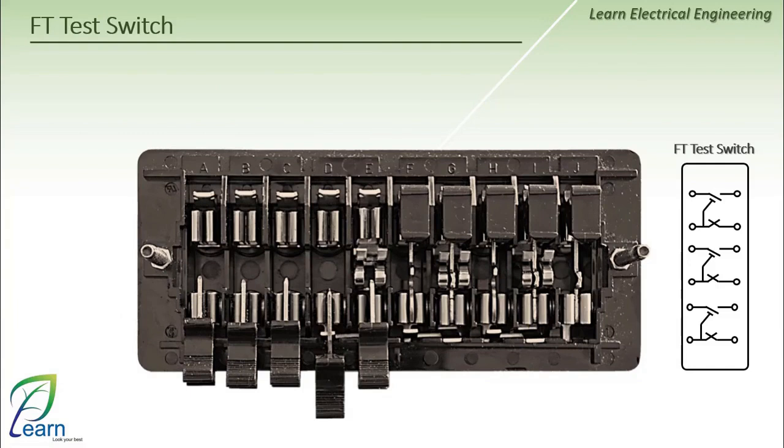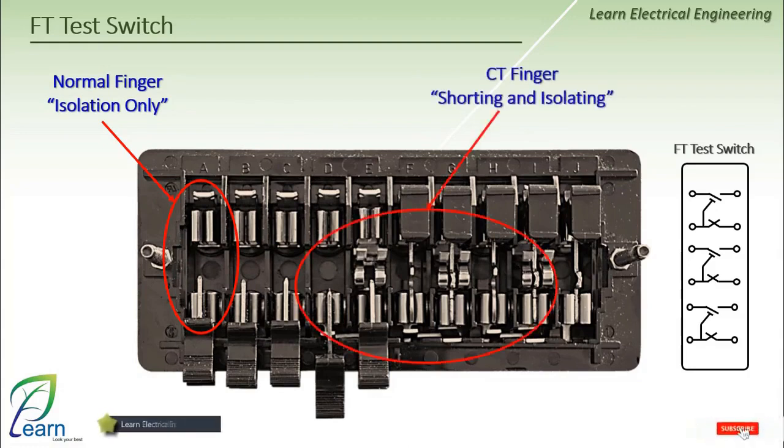This type has two types of fingers. The first type is the normal finger, which is used for isolation only, like isolating binary inputs and binary outputs, isolating transformer terminals. The second type is the CT finger, which is used in pilot circuit attempts and has the feature of shorting and isolating.